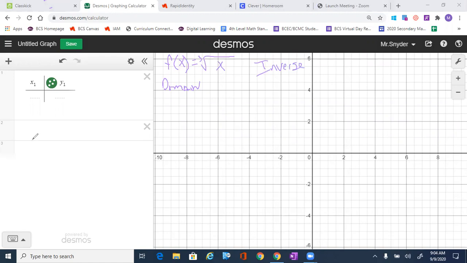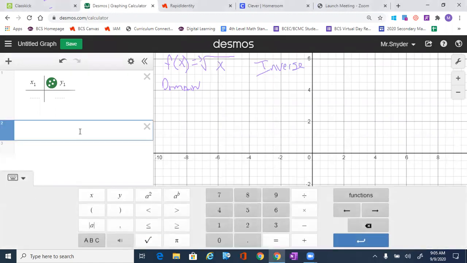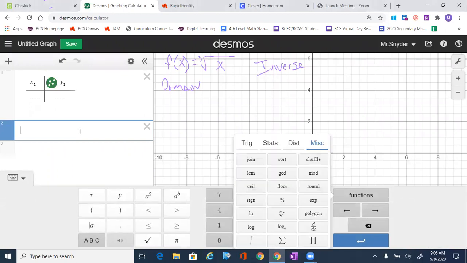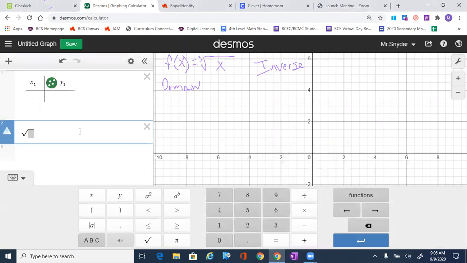And we're going to start by just plugging this thing into Desmos. In order to do that, I'm going to use the little keyboard. I'm going to come over to the word functions, come down to where it says miscellaneous, and use this symbol right there. I'm going to put the cube root of x in. Let's call it f of x.